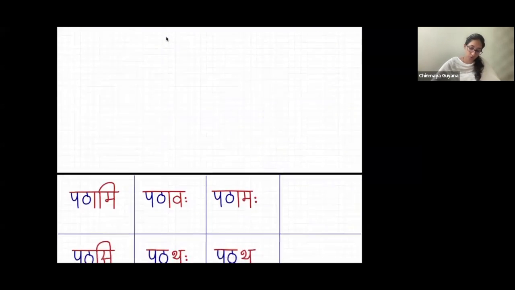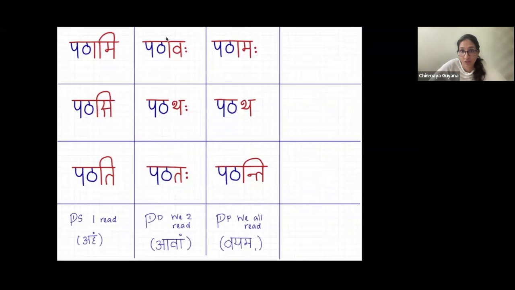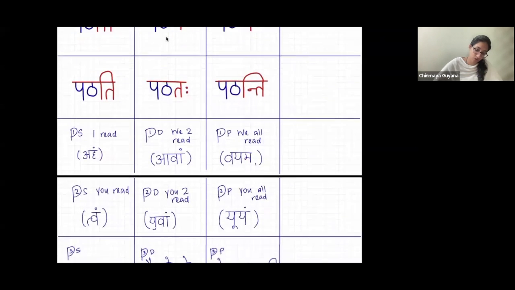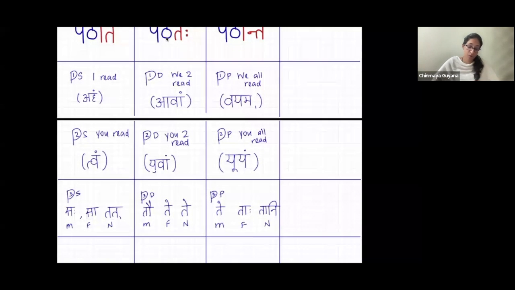Then you're also going to do the same thing for your conjugation table. Means the ami, avaha, amaha. And so this is one side. Pathami, pathavaha, pathamaha. This is your conjugation. Then at the back, you're going to have person: first person singular, first person dual, first person plural, like that. You're going to have the translation. I read, we two read, we all read. You're also going to have the corresponding pronoun that you're going to use with that.